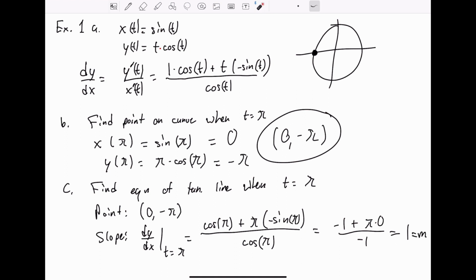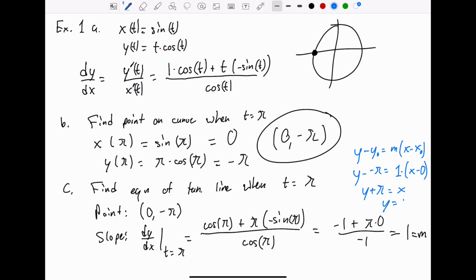We have a point and a slope, so we can use the point-slope form for the equation of the line. We're going to use the formula y minus a y value equals the slope times x minus a specific x value. The y value of the point is negative pi, so y minus negative pi equals m times x minus 0. And m, the slope, is 1. So we have 1 times x minus 0. So we have y plus pi equals x, or y equals x minus pi. So this tangent line has a slope of 1 and a y-intercept of negative pi.